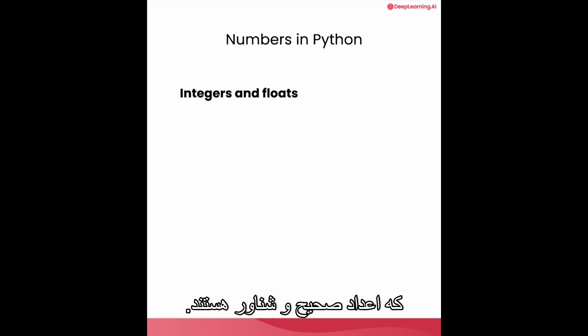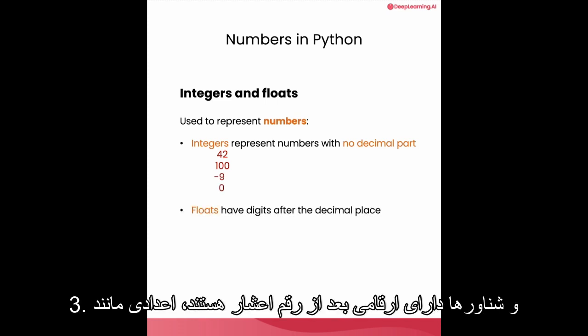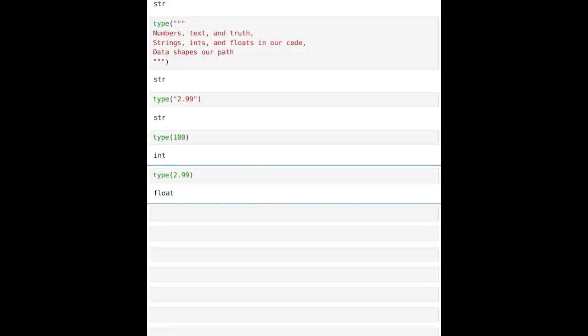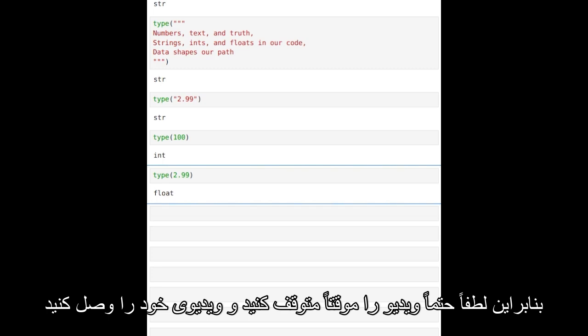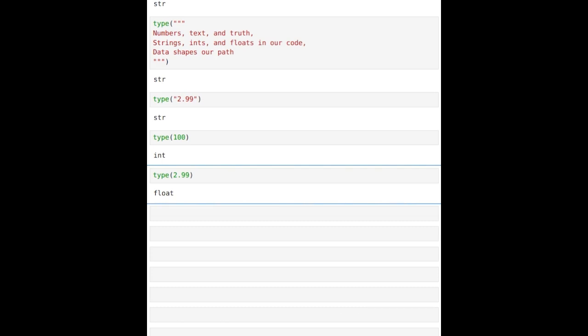So Python has two primary ways to store or represent numbers, which are integers and floats. Integers represent numbers with no decimal part, like 42, 100, -9, 0. And floats have digits after the decimal place. Numbers like 3.14, 2.99, -0.003, and so on are floats. So please feel free to pause the video and plug in your own different numbers and run print or type on them and see what results you get.